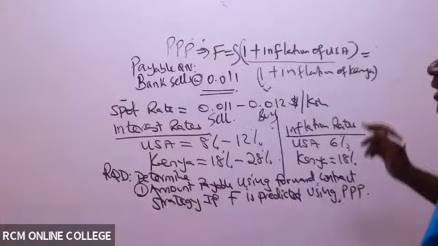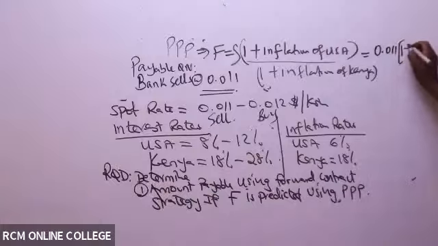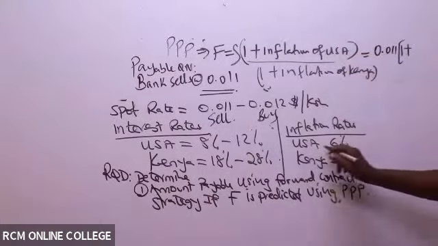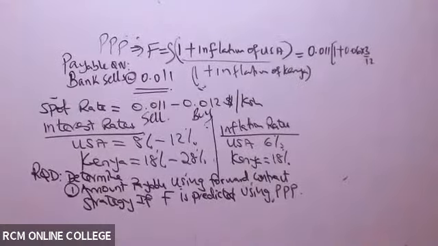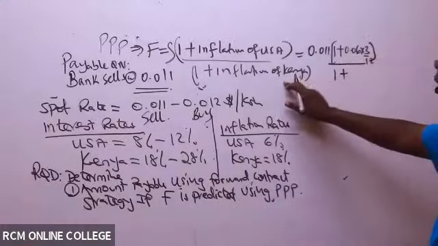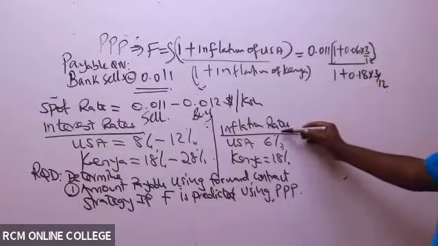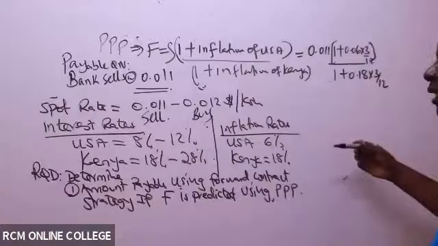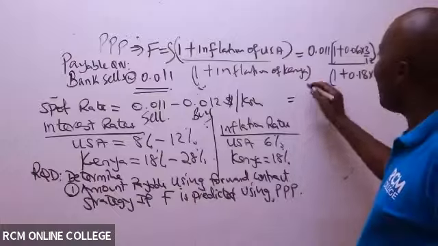All right. So then, ladies and gentlemen, what we shall do, we shall take this 0.011 into 1 plus inflation of USA. Inflation of USA is 0.06. This has to be time prorated. All over 1 plus inflation of Kenya. Inflation of Kenya is 0.18 times 3 over 12. Remember, these rates are normally annual rates. So, are you guys able to give me the final answer?